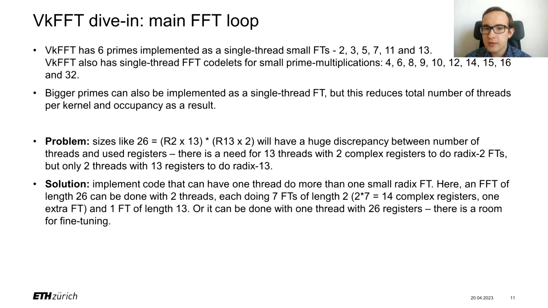The solution to this is to implement code that can have one thread do more than one small radix Fourier transform. Here, an FFT of length 26 can be done with 2 threads, each doing 7 Fourier transforms of length 2. 2 multiplied by 7 is 14 complex registers. One extra Fourier transform will not be used later. And 1 Fourier transform of length 13. Or this problem can also be done with 1 thread with 26 registers. There is a big room for fine-tuning.